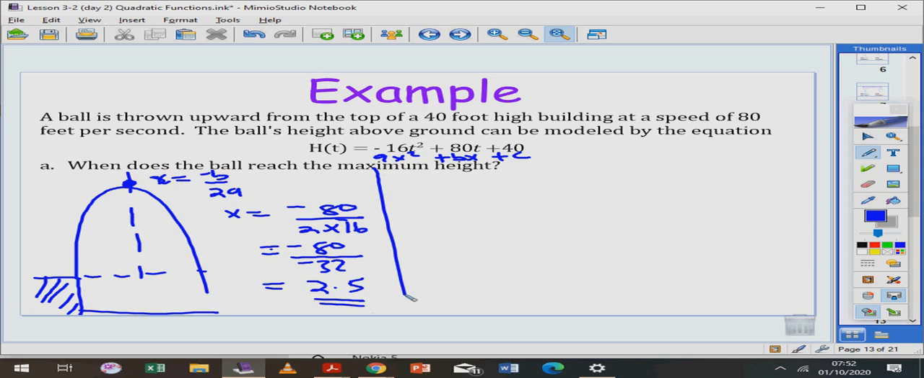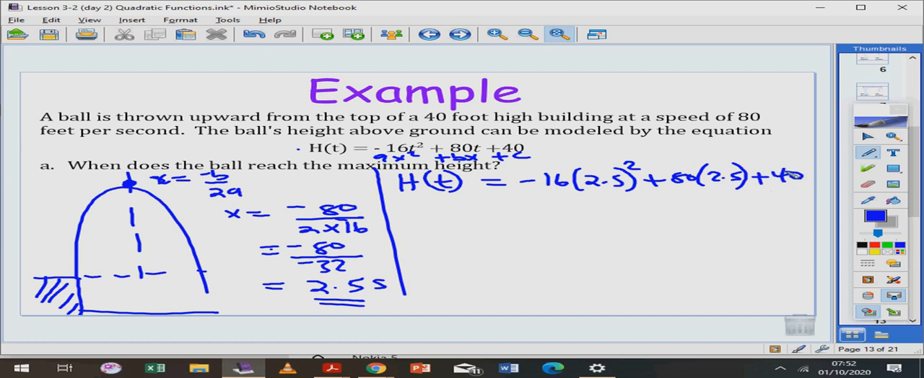In order to find the maximum height, I just substitute that x value into this expression. So substitute for negative 16 times 2.5 squared plus 80 times 2.5 plus 40. That gives me the maximum height. You guys can substitute for that. What is the maximum height of the ball? That's what I just showed you. Substitute for this time in this expression. Everywhere you have t, substitute for 2.5 and work out the maximum height.